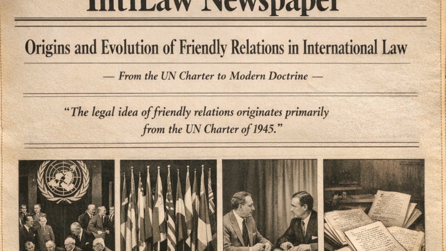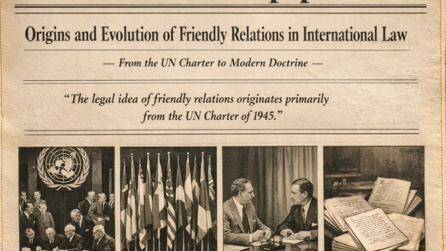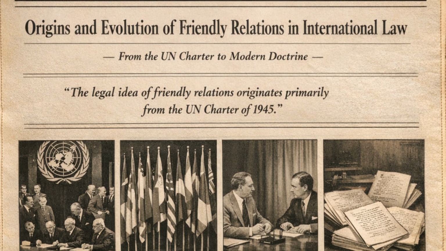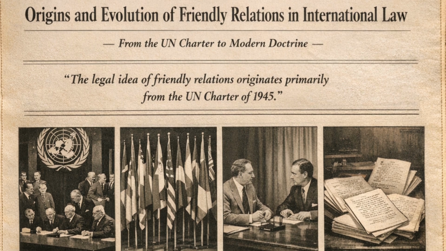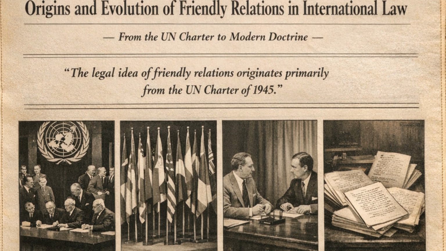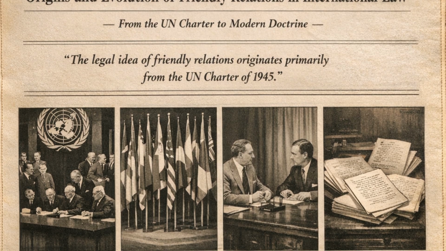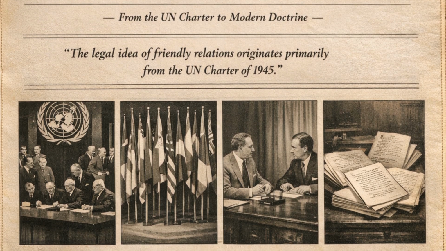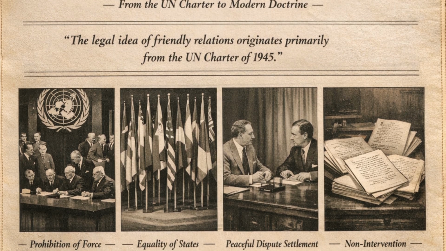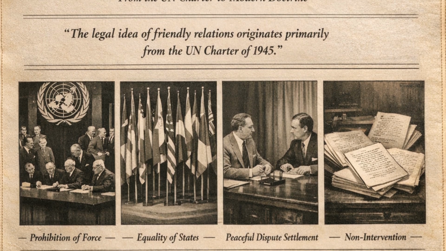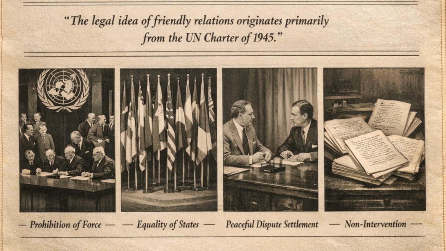The legal idea of friendly relations originates primarily from the UN Charter of 1945, drafted in the aftermath of World War II. The Charter laid the foundations for peaceful interaction among states, establishing principles such as the prohibition of the use of force, equality of states, peaceful dispute settlement, and non-intervention. Over time, these ideas were reinforced through customary practice and subsequent codifications, forming the backbone of what we now recognize as the doctrine of friendly relations.